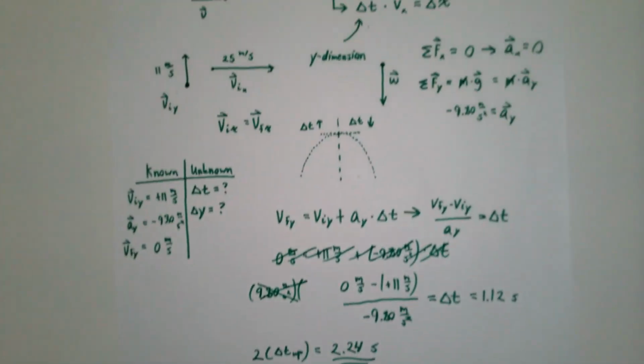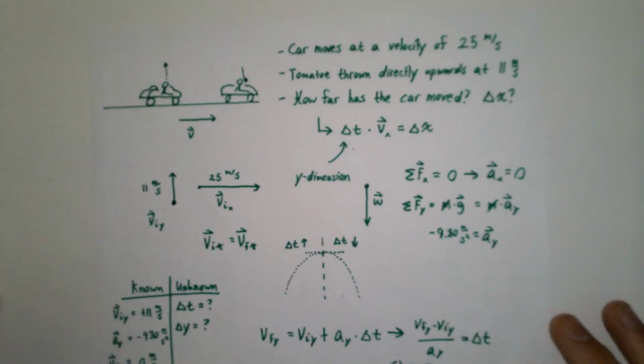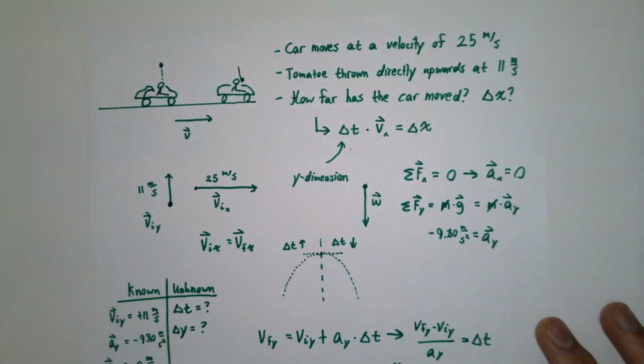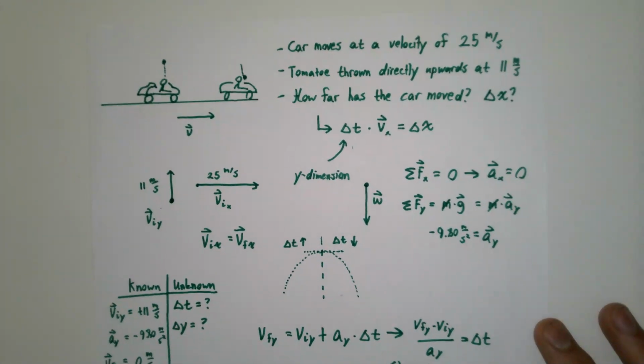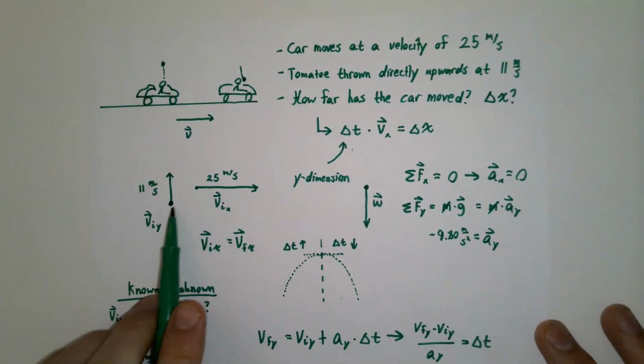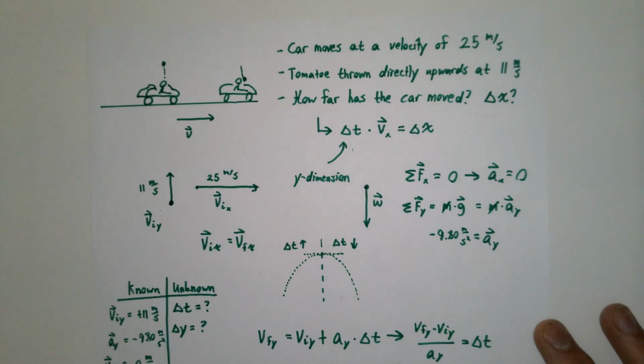All right, let's briefly review what we just found. We have a car moving at 25 meters per second to the east. A tomato is thrown directly upwards at 11 meters per second. We're trying to find how far the car moved while the tomato was in the air. These are the two velocity vectors associated with the start of the tomato's motion, upwards at 11 meters per second, and to the right at 25 meters per second, because the tomato is moving at the same velocity as the car.